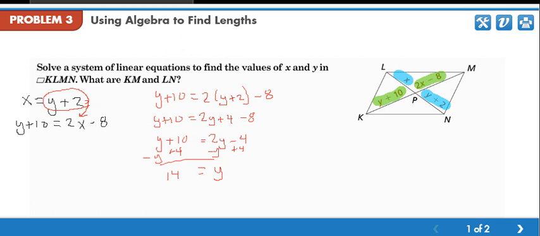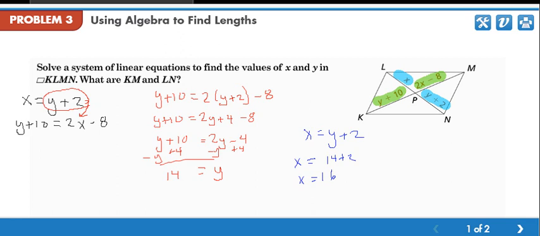Now we just need to figure out what x equals. Well, I'm going to use this one right here where x is going to equal y plus 2. And we have x is going to equal, y was 14, 14 plus 2. So x is going to equal 16. So we have my x and my y value right now. And now it wants to know what is KM and what is LN, so it wants to know the total length right there.